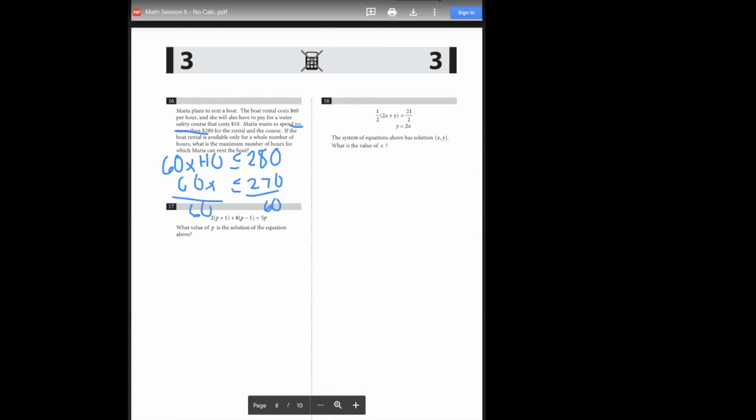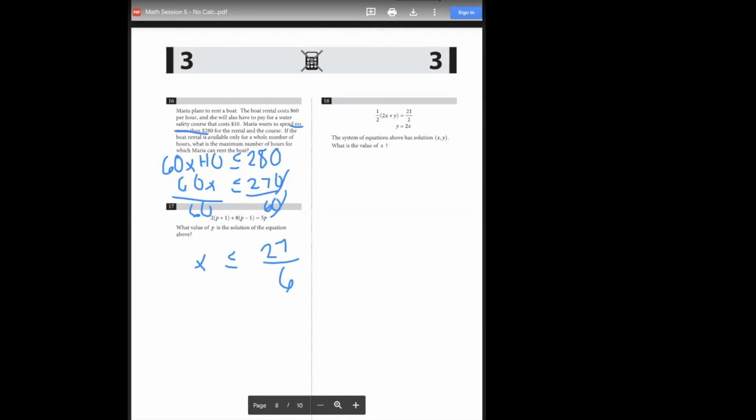Just looking at this, you do know that 260 does not go into 270 evenly, because 27 is not a factor of 6. So the first thing I would do is just cancel out the zeros here, so it's easier to picture. So x has to be less than or equal to 27 over 6, and now all you have to do is think about how many times 6 goes into 27.